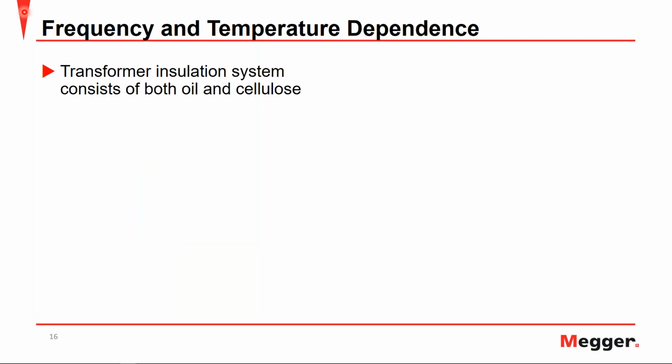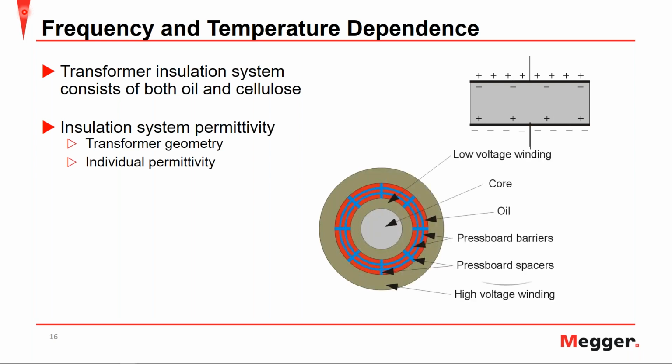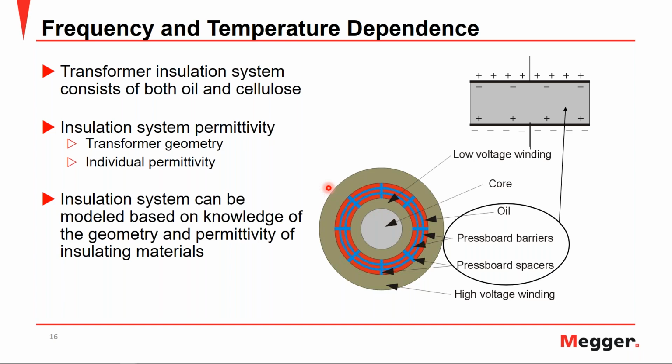When we talk about transformer insulation in particular, we know that it consists of both oil and cellulose. And an insulation system's permittivity is dependent on the transformer's geometry and individual permittivity. Taking a look at this diagram, you can see we have the low voltage windings here and the high voltage winding here, and separating them, you have your oil, pressboard barriers and pressboard spacers. So this again highlights the capacitive nature of the insulation, where you have two potentials separated by your dielectric. And the insulation can be modeled based on the knowledge of the geometry and the permittivity of the individual insulating materials.